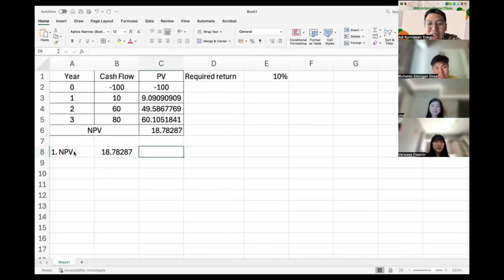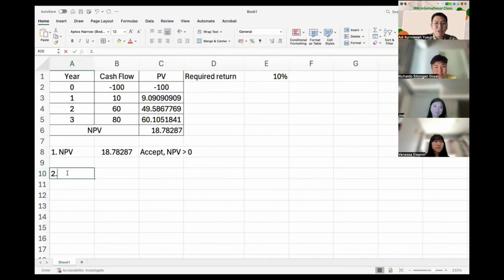Yes, we should accept it. Why? Because the NPV result is more than 0, which means it's positive. The NPV is higher than 0, yes, it is positive, so we should accept the project. Very good. The next one is payback period.